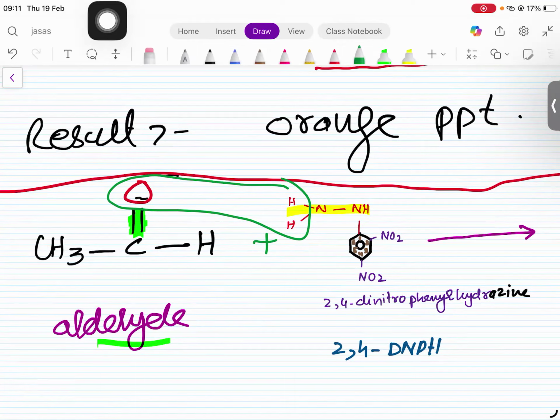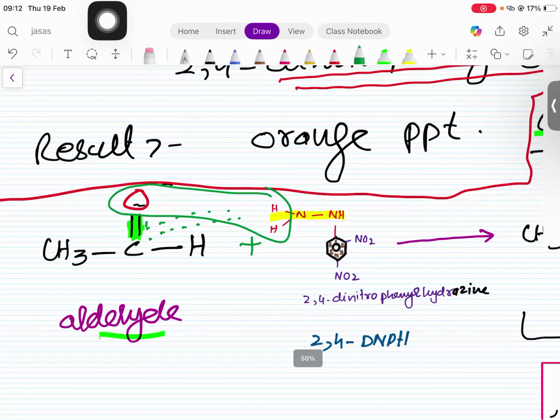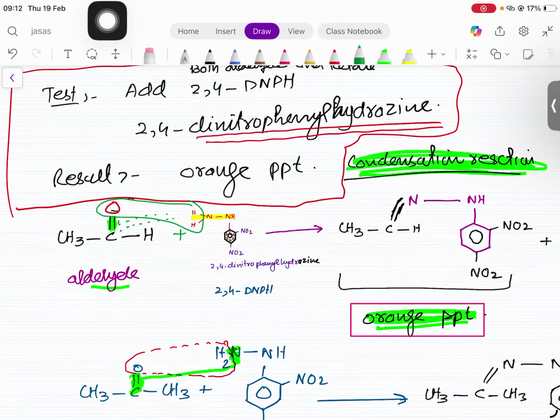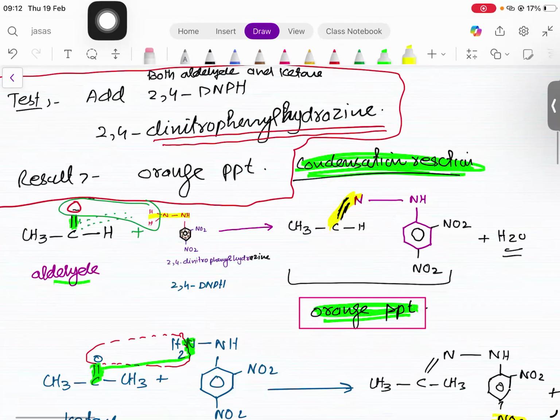So this is a straightforward thing here. The double bond will form with what? With N, right? So this is the one. You see, so CH3, rest everything is the same. Just look at this part only. And this thing that is formed, I'm not going to tell you the name of this. This is the one that appears in the form of orange precipitates. Plus what is formed along with it? H2O. This is known as a condensation reaction.